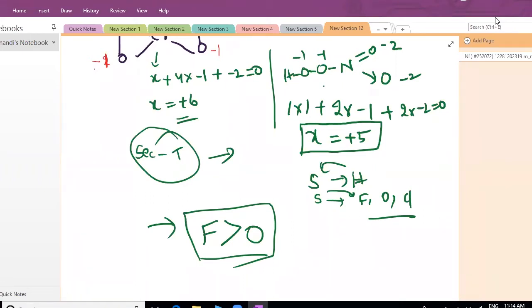Yes, one peroxide bond means 2 oxygens, 2 into minus 1. Not like that. Each oxygen we have to calculate.